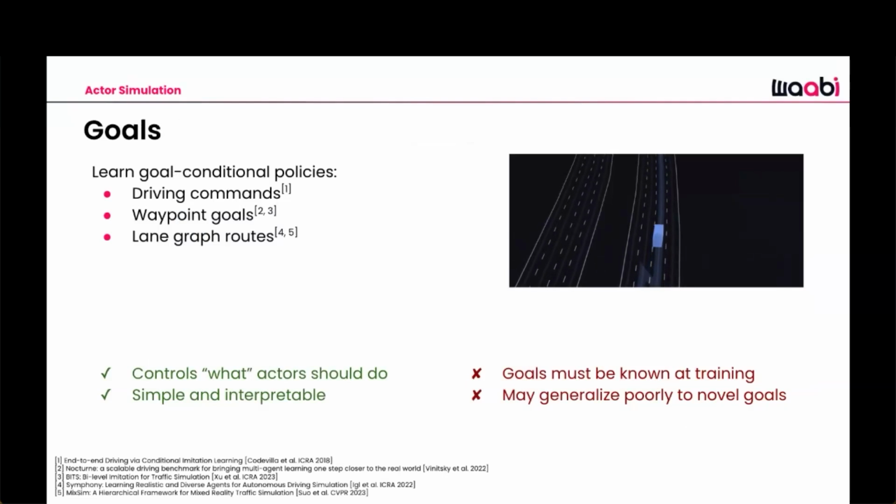So one way we can do this is to learn goal conditional policies. So here we might want to condition each actor's policy on some driving commands like turn left or turn right, or on waypoint goals specifying where we want the actor to be in the future, or simply on routes along the road network. So these policies allow us to control the what of how actors should behave in a scenario, and using this to condition is super simple and interpretable for humans to manipulate. However, these policies often fail to generalize to out of distribution or long tail conditions. And the conditions that we want to control usually need to be known ahead of time and labeled before we train these models.